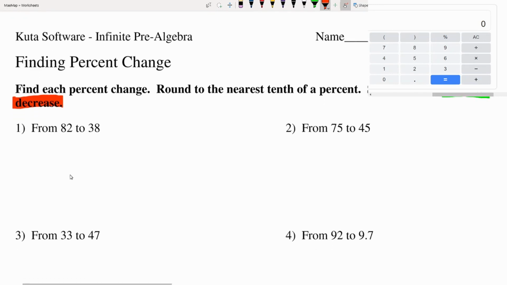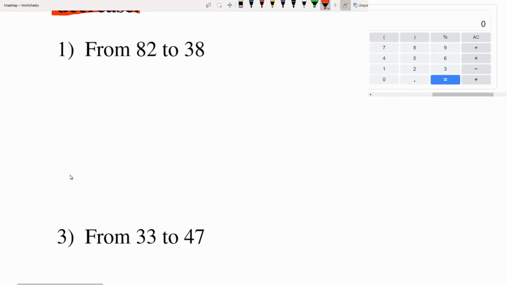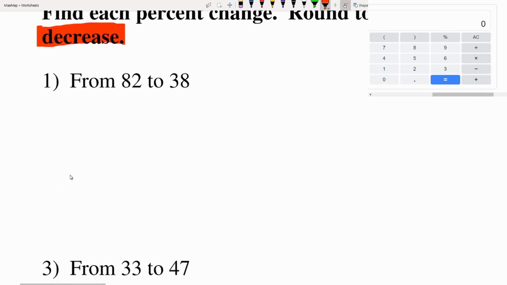So let's dive into number one. In number one, it says from 82 to 38. So the first question I like to ask is whether this is an increase or a decrease. 82, our starting number, is bigger than 38. So this is a decrease. So I'll just go ahead and highlight that so I know that it's a decrease.